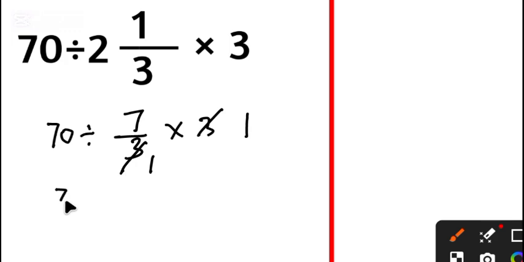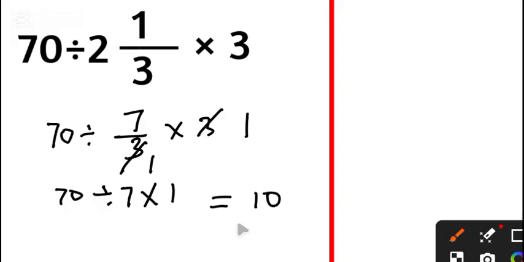We have 70 divided by 7 times 1. 7 times 1 is 7. 70 divided by 7 equal to 10.